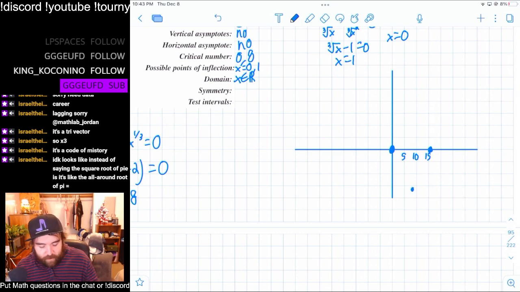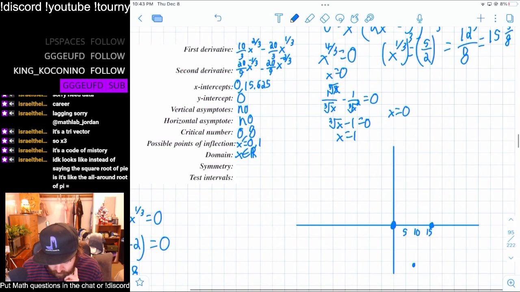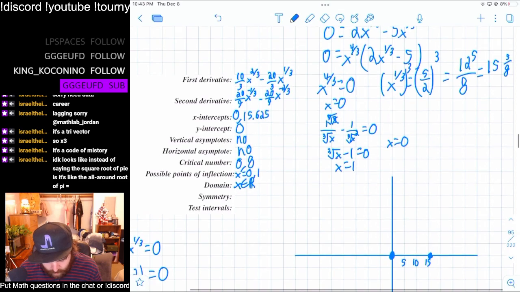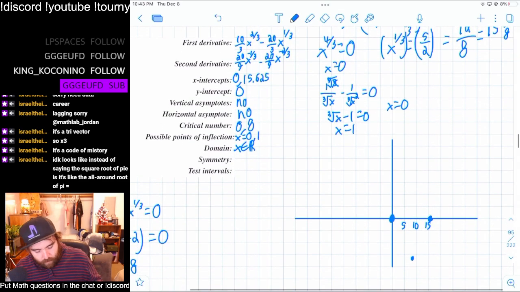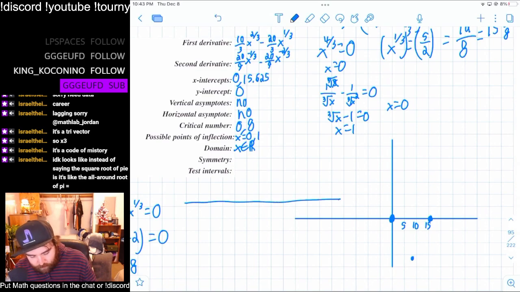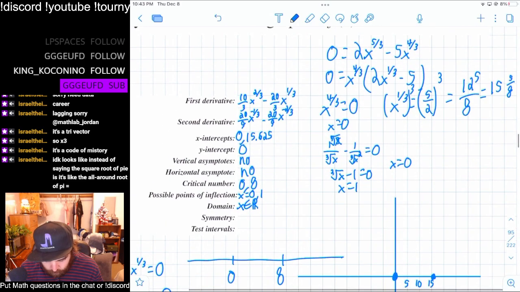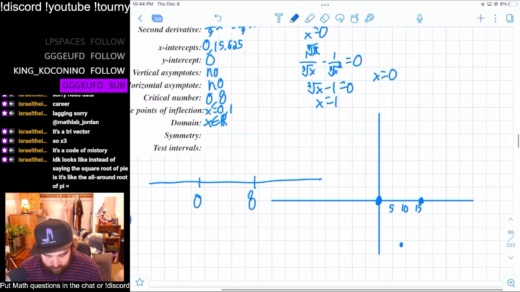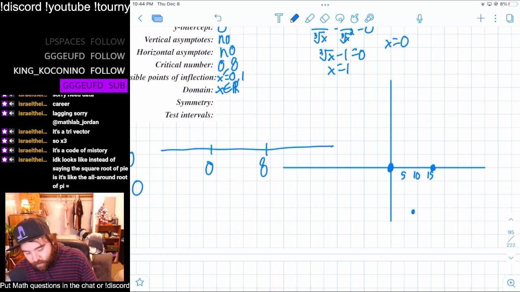And I know it turns around there, so that must be that turnaround spot. And then 0 is a possible point of inflection, so I'm guessing that that's not going to be a turnaround spot. But I should probably look at the increasing, decreasing intervals to check and make sure. So let's see, we have 0 and we have 8. So I've already found, it looks like it's decreasing from 0 to 8. So if I plug in 1 into the first derivative, I just have 10/3 minus 20/3, which is negative. So that's definitely decreasing here.